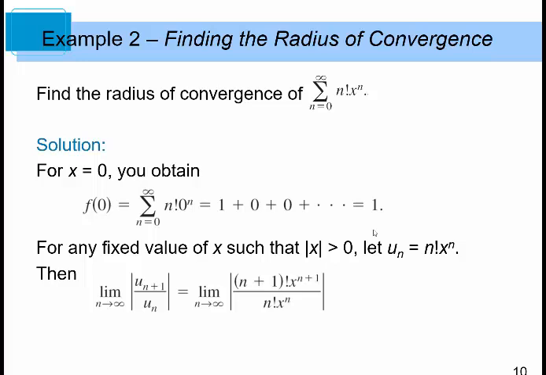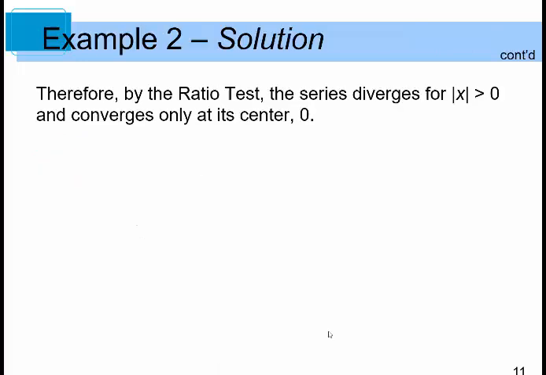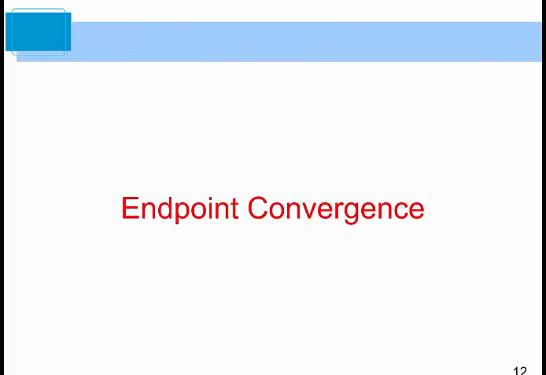Plugging in our limit here, this is just equal to the absolute value of x times the limit as n goes to infinity of n plus 1. That's equal to infinity. So by the ratio test, the series diverges for the absolute value of x greater than 0. This one only converges at its center, 0, so the radius of convergence is r equals 0.